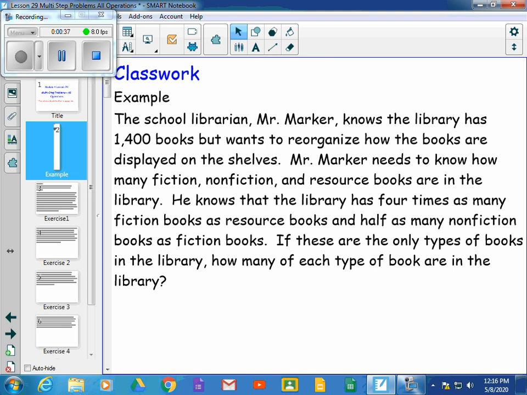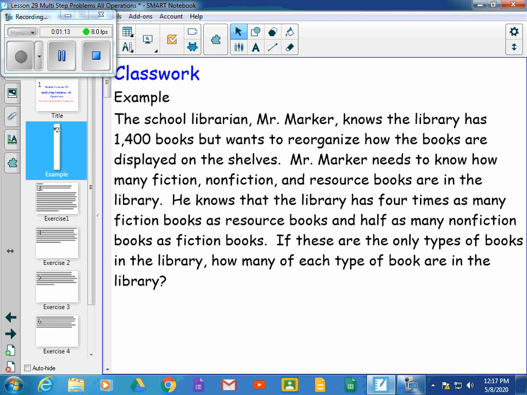It says, the school librarian, Mr. Marker, knows the library has 1,400 books, but wants to reorganize how the books are displayed on the shelves. Mr. Marker needs to know how many fiction, nonfiction, and resource books are in the library. He knows that the library has 4 times as many fiction books as resource books and half as many nonfiction books as fiction books. If these are the only types of books in the library, how many of each type of book are in the library?